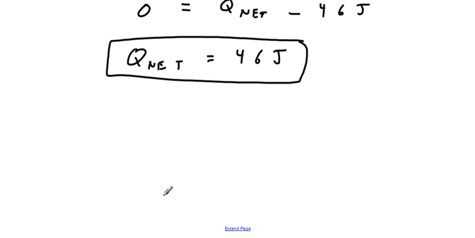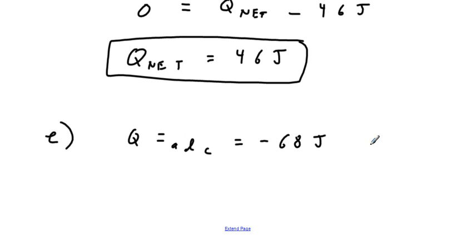All right, so we're looking at part E, and we see from problem 39 that Q ADC is minus 68 joules, which is the heat that was exhausted.